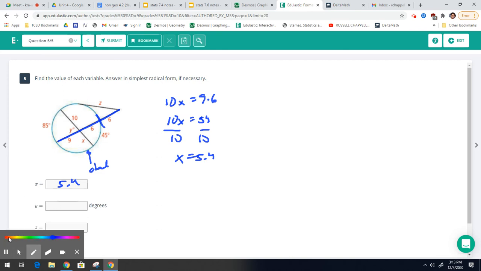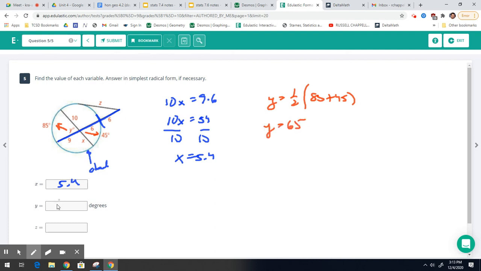Okay, now let's go after y. So y is an angle formed in the triangle. So it's going to be half the sum of the arc it points to, 85, and the arc its vertical angle points to, 45. So y is going to be half the sum of 85 and 45. That's half of 130, and half of 130 is 65. And that's in degrees, right? So y is an angle measure, 65 degrees, sorry.